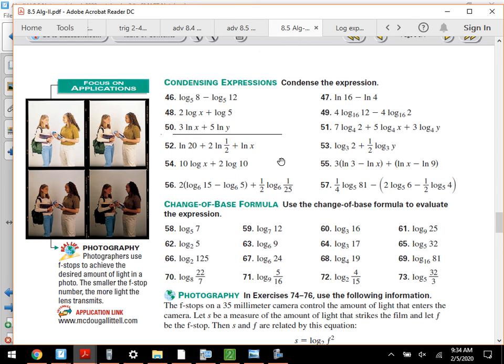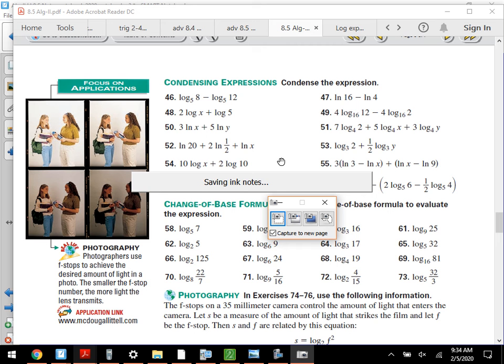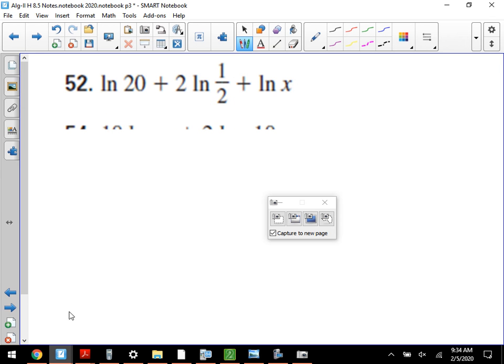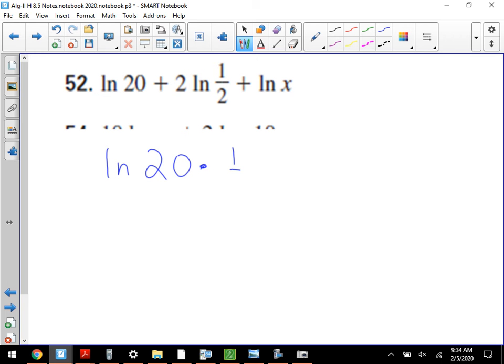So you've got 3 natural logs. They're all being added together so that everything's being multiplied. So you wind up with 3 parts that get multiplied. So you've got natural log of 20 times, well, the next one would be 1/2 squared, and the next one would be times x. What's 1/2 squared? 1/4. What's 1/4 times 20? Your final solution would be natural log 5x.